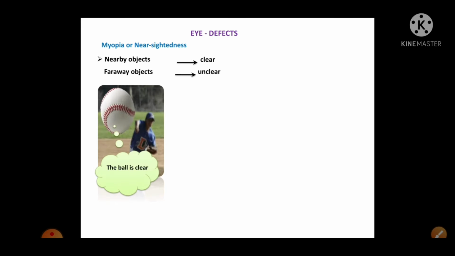Okay, next you can see in this picture, here you can see the ball is very clear because it is near to your eyes, but can you see the bowler's face?